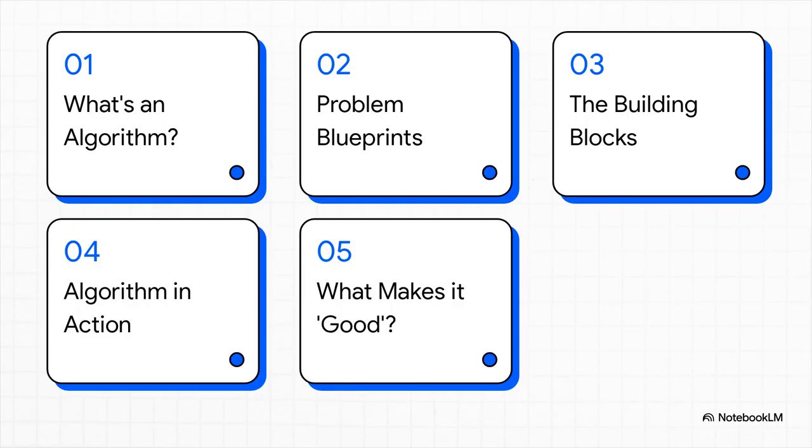All right, so here's our game plan. First, we'll nail down what an algorithm actually is. Then we'll look at how we sketch them out. After that, we'll get into their core components, then see one in action, and finally, we'll figure out what separates a good algorithm from a, well, not so good one.